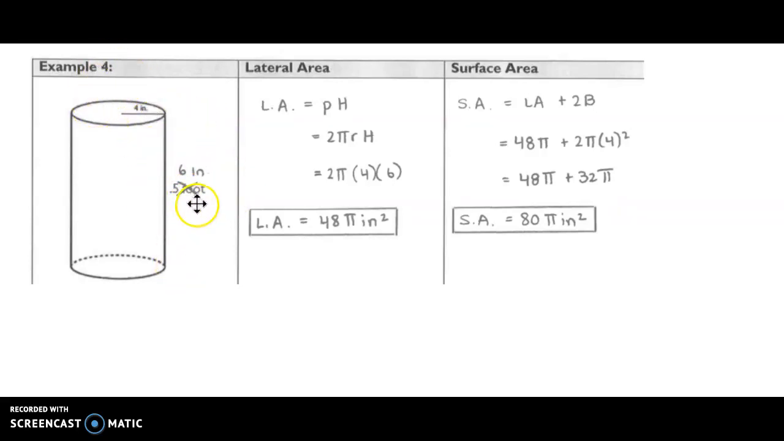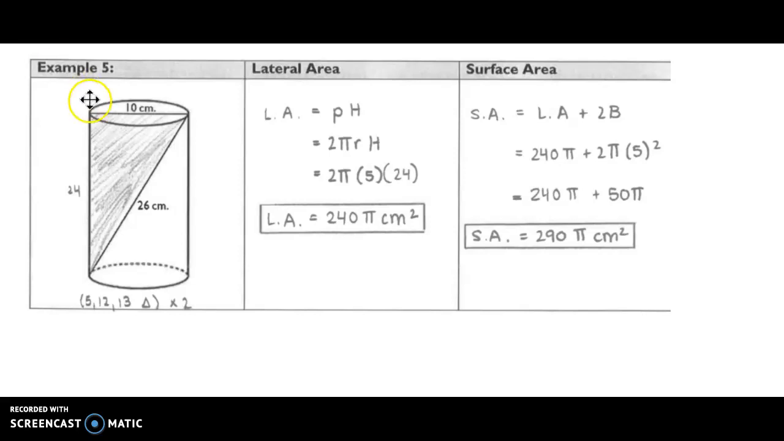Notice here, you got to be careful with measurements. 1/2 foot, but the radius is given in inches. You always want to use the smaller unit, and so 1/2 foot means it's 6 inches. So you got to make sure that you use the same unit. And again, capital B represents the area of the base.